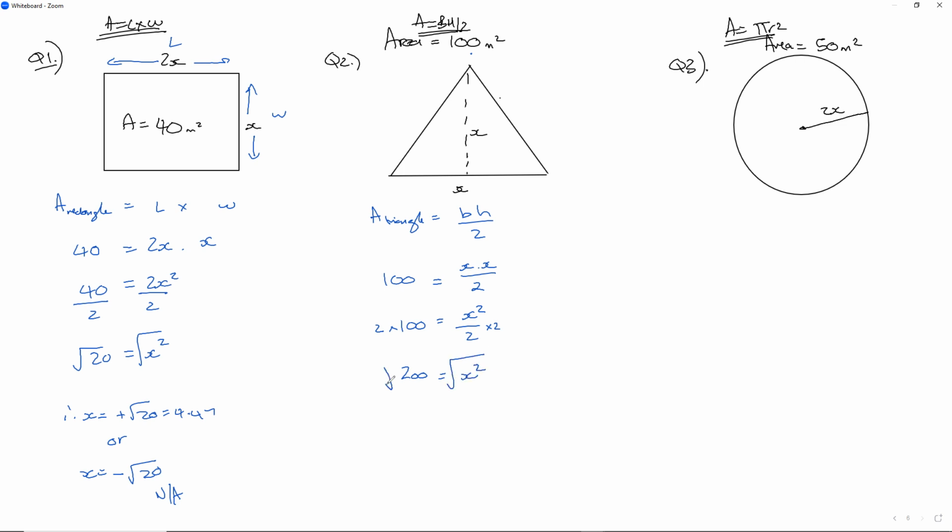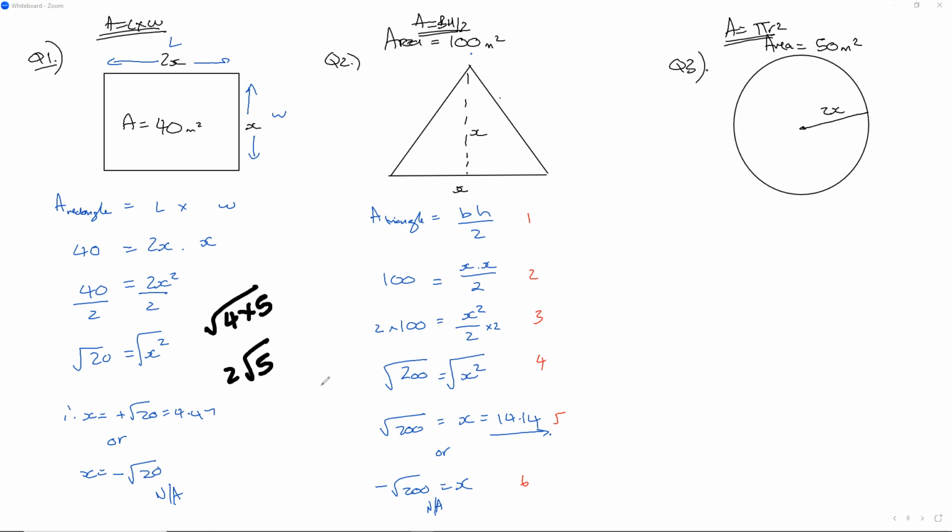Square rooting both sides, we always ignore the negative because we can't get a negative length. Gets me x equals the square root of 200. You can write the negative as well and just put NA whenever a question has an answer that you don't need. Okay, so square root of 200 is going to be equal to 14.14. So we can write this as 14.14 to 2 decimal places for that. So you can get a more simplified form of that.